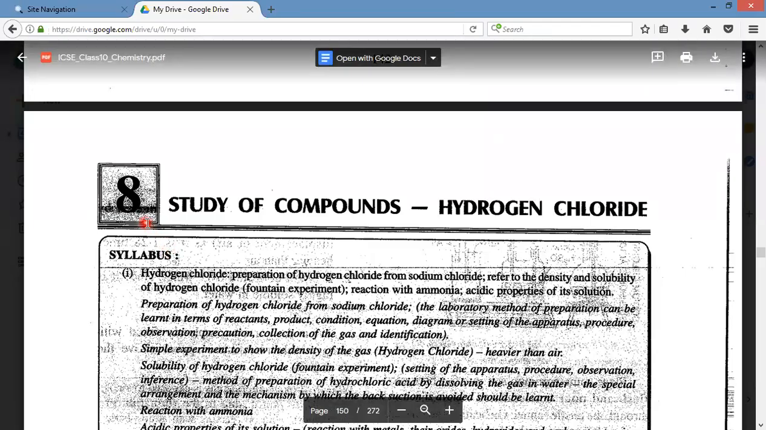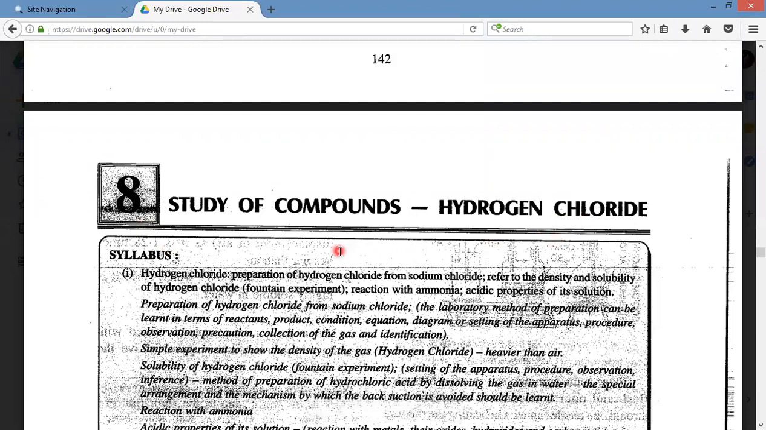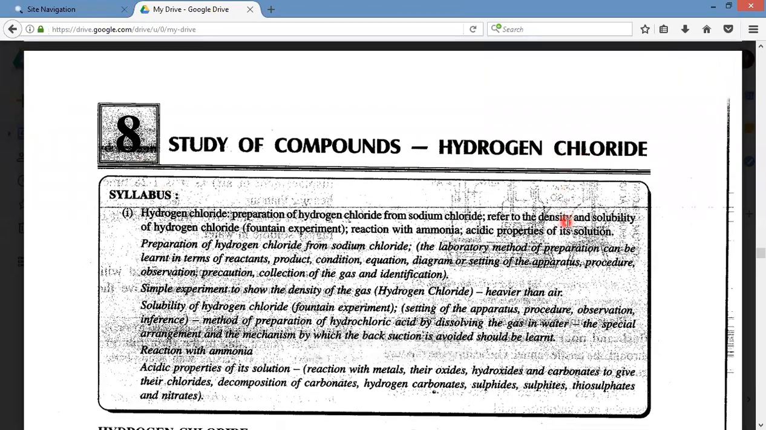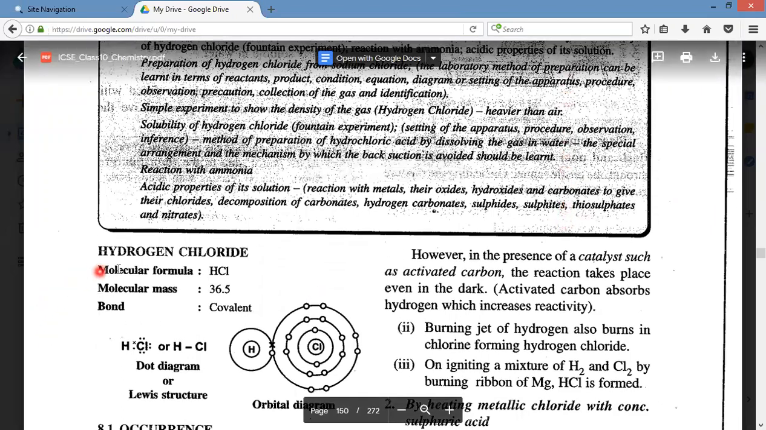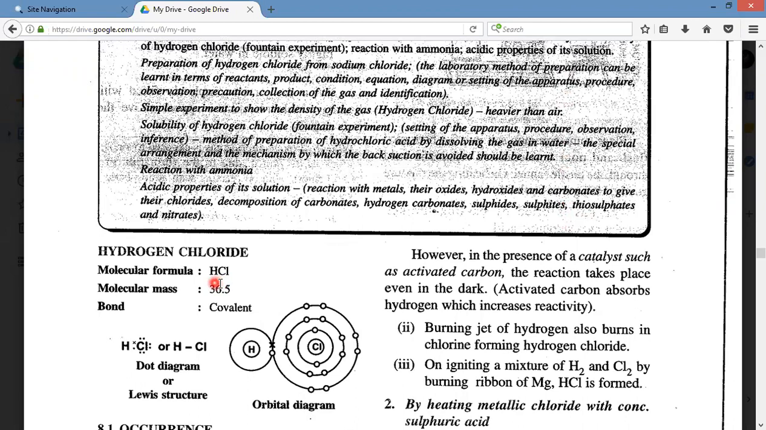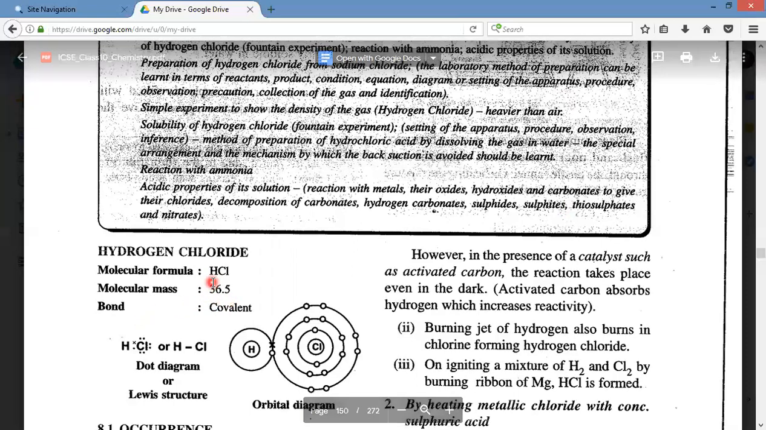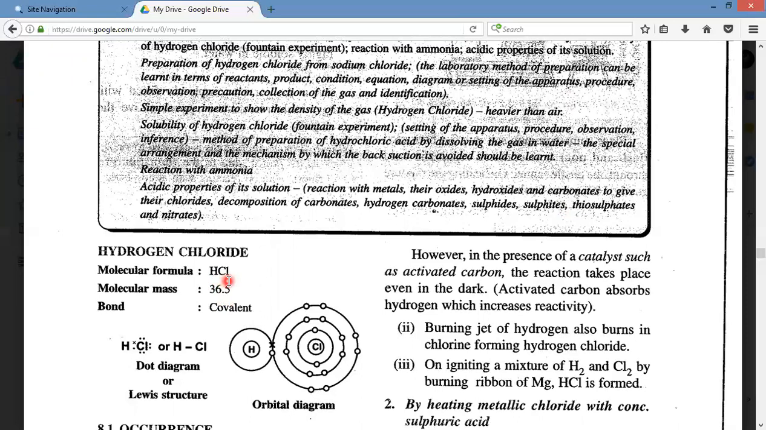Good morning, students. Let's start with chapter 8, Study of Compounds, Hydrogen Chloride. Under that chapter, we have to study hydrogen chloride in its gaseous form and in liquid form or acid form. Hydrogen chloride has the molecular formula HCl, H for hydrogen, Cl for chlorine. Molecular mass is 36.5. We can find it by adding the hydrogen and chlorine atomic masses. By this, 36.5 comes.